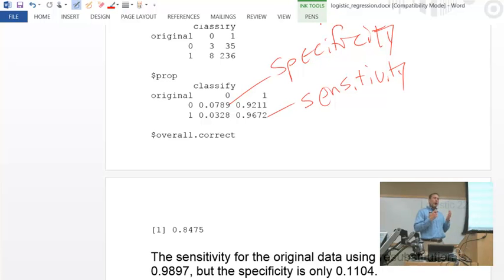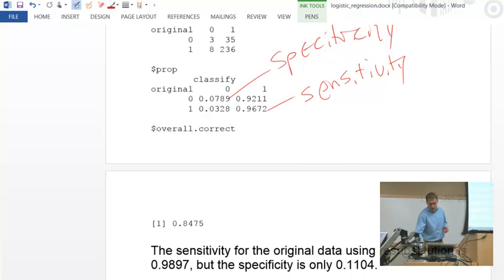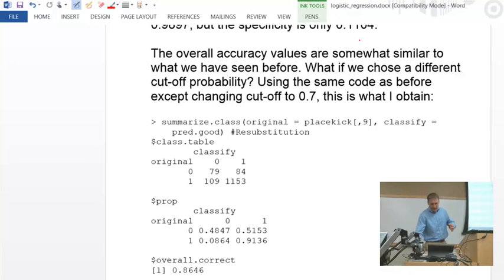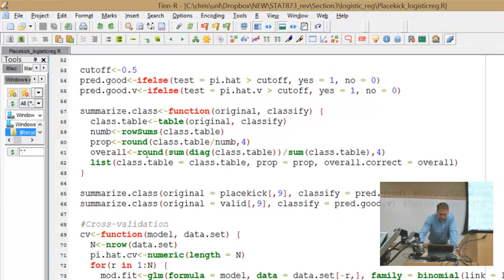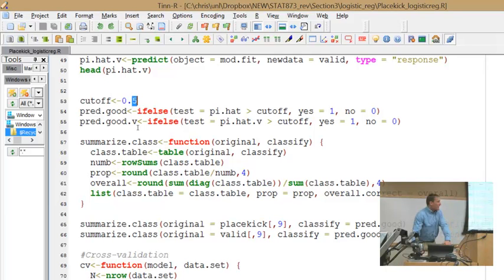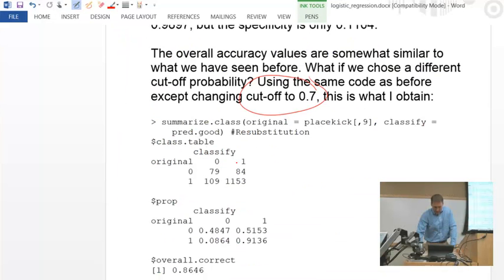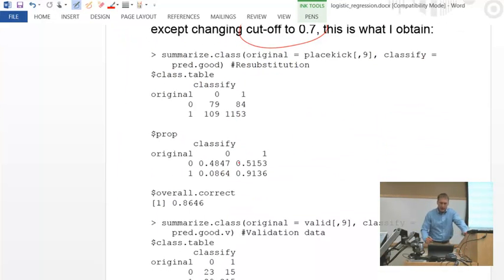Well, what would happen, though, if I change my cutoff probability? Are things going to improve? Well, let's try it. How about we just try a cutoff probability of 0.7, just to see what would happen. So what that means then, in terms of coding, all I need to do is change that 5 to a 7 and run exactly the same code. Okay? Very simple. And this is what I get. My sensitivity now goes down. It's now 0.91. This is resubstitution.